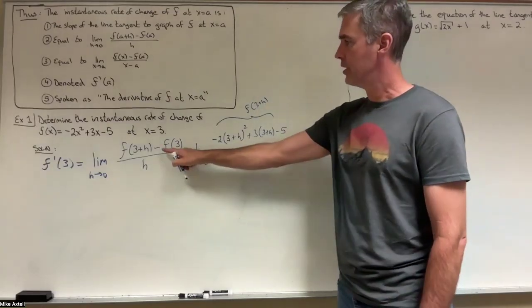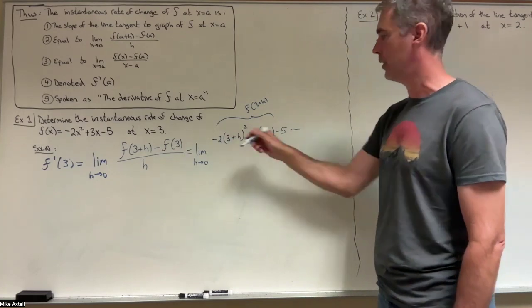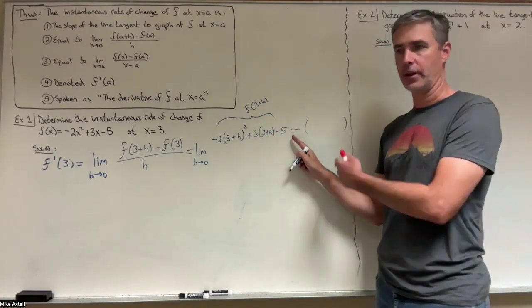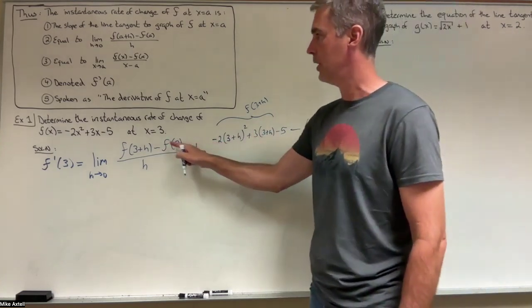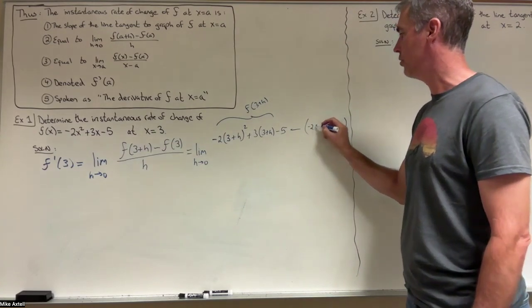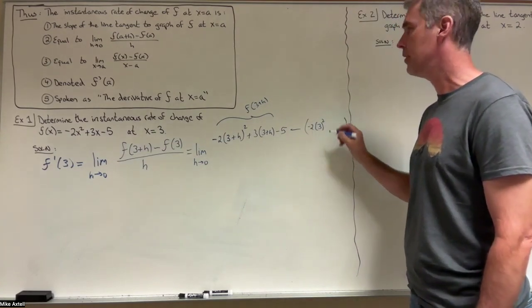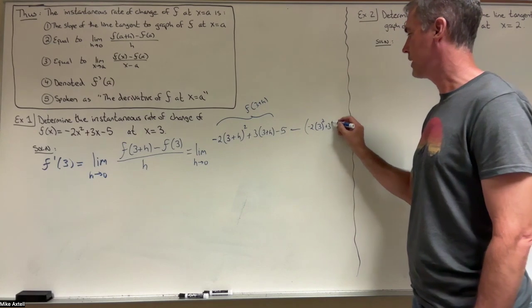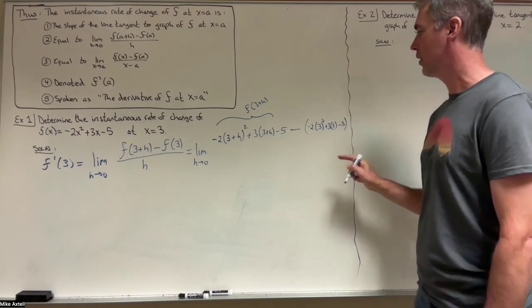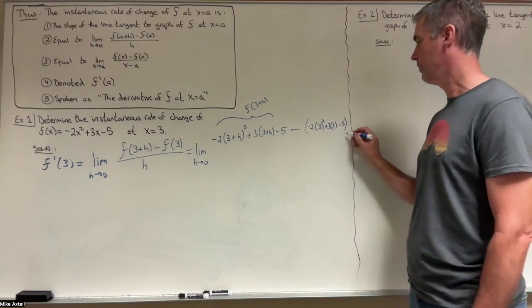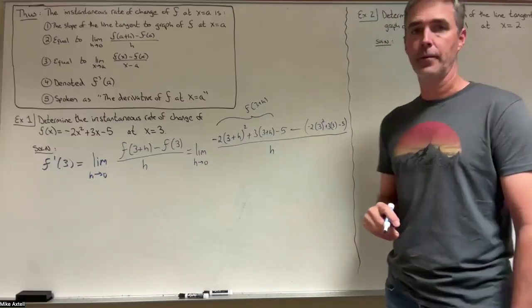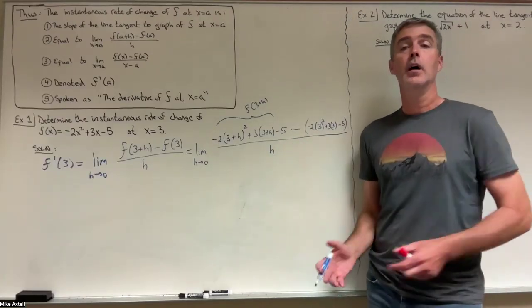Now I need to subtract f of 3. I'm going to put some parentheses to make sure that subtraction sign applies to everything. So now I'm going to take 3 and plug it in for every x. So I've got -2 times 3 squared plus a 3 times an x, which is replaced by a 3, and minus a 5. So I've replaced each of my x's with a 3, and then I'm dividing all this by h. So it's a bit of a mess.